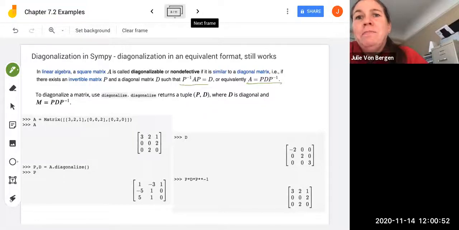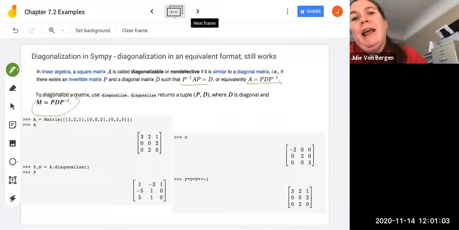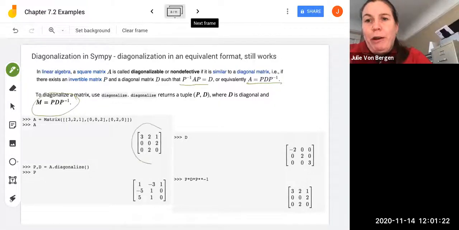So when we do diagonalization in Sympy, it returns a tuple P and D where D is diagonal, but it does it in the opposite order, where we get M equals P D P inverse. So just know that you're going to get the opposite order in Sympy. The P's are going to be different, but if you verify P D P inverse, you still get the same results.